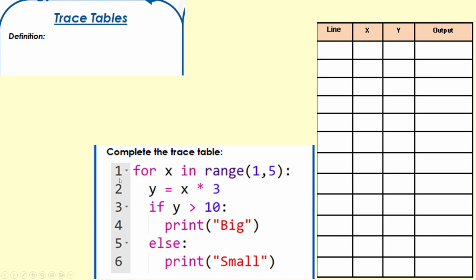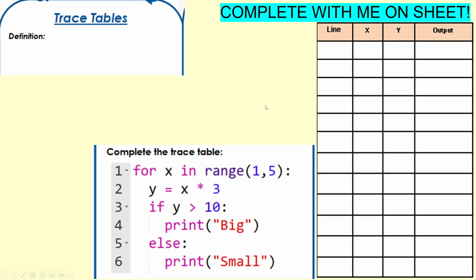And finally, trace tables. Now this technically comes under sort of testing. However, because we are talking about writing algorithms, I've included it in this video. So what is a trace table? So you could get asked to complete these in the exam. Complete this with me on the sheet now, please.